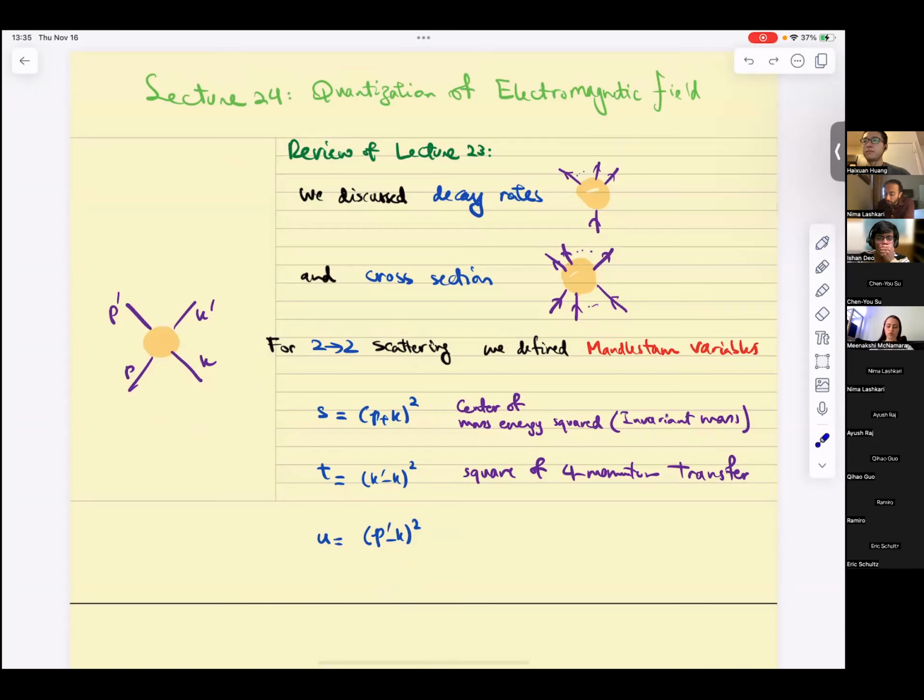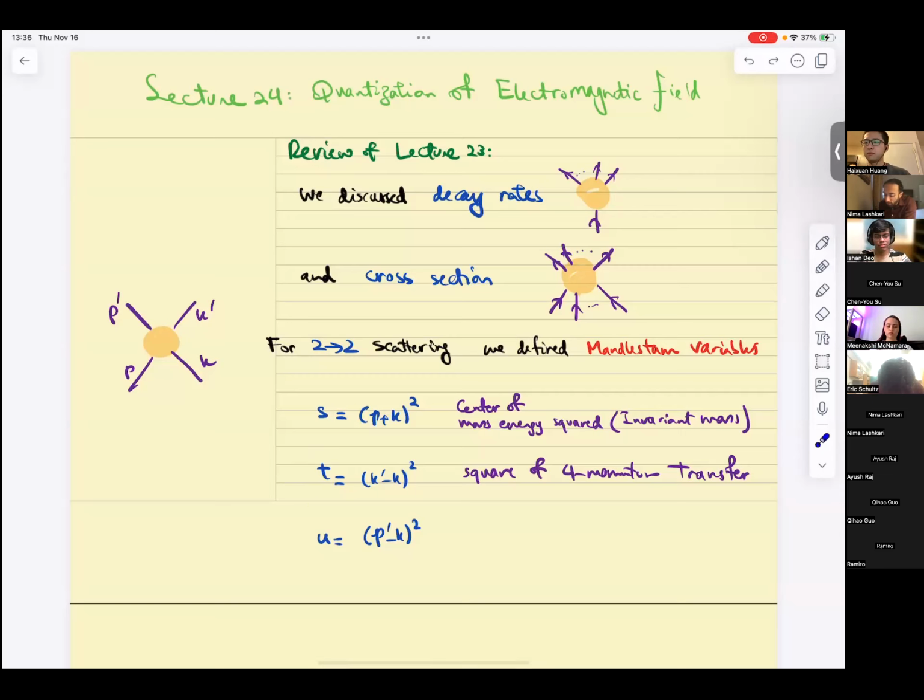For the 2-to-2 scattering, we define Mandelstam variables. Variable S: P and K come in and P prime and K prime go out. P plus K squared is S, the Mandelstam S variable. So this is the center of mass energy squared. It's also called invariant mass. Do you remember why it's squared? Because P and K appear in the amplitude M. We're interested in probability, so it's M squared, right? So what will appear naturally in probabilities are squares of these energies.